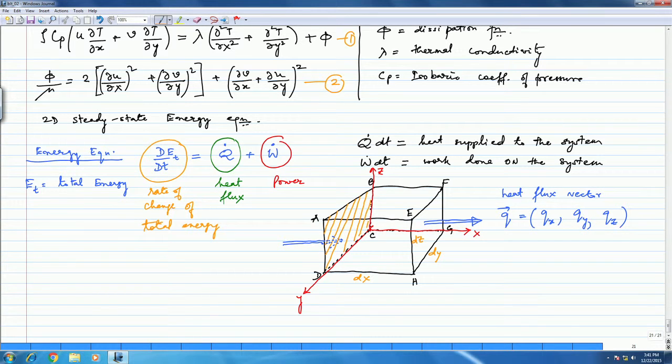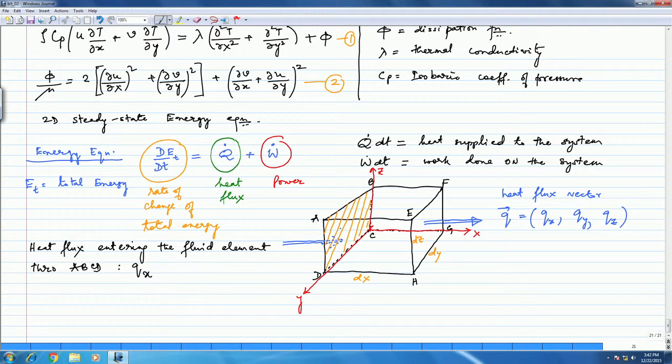Right? So this is the face that I'm talking about. So what I can write here is that heat flux entering the fluid element through ABCD is Qx. You understand that? That's what basically we are doing.